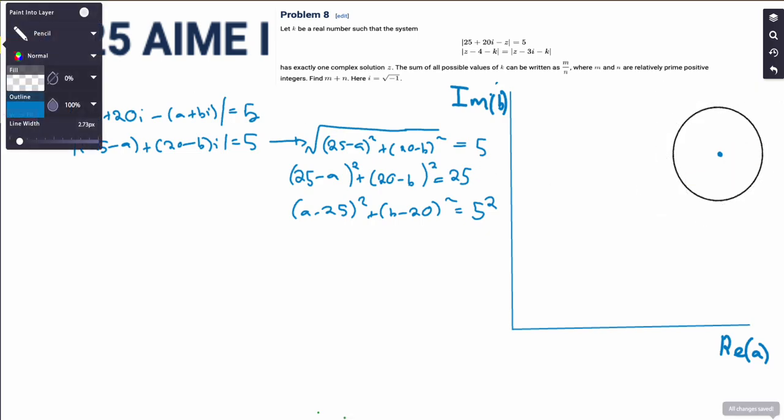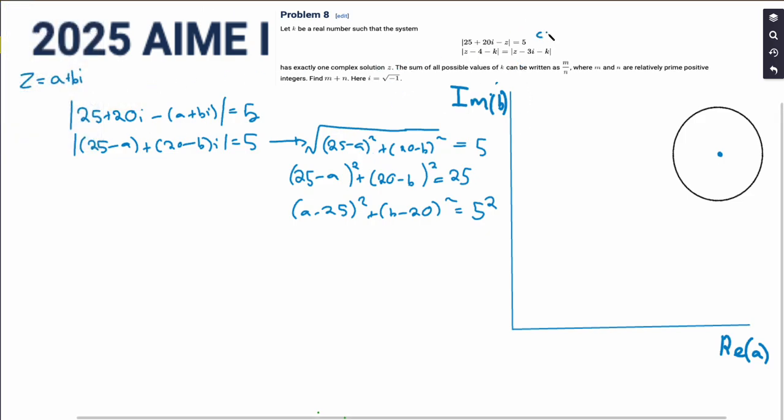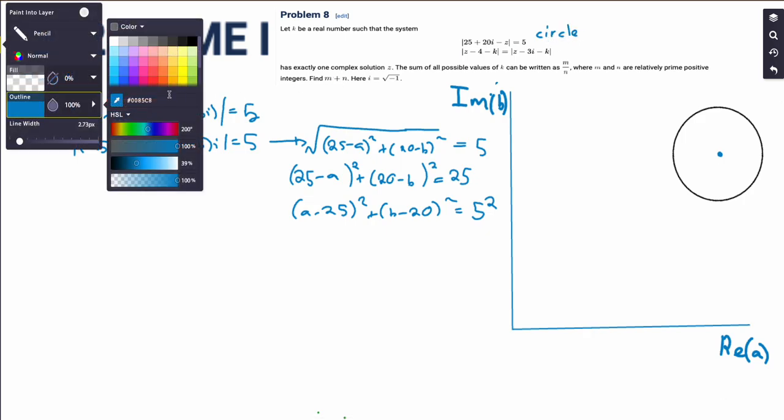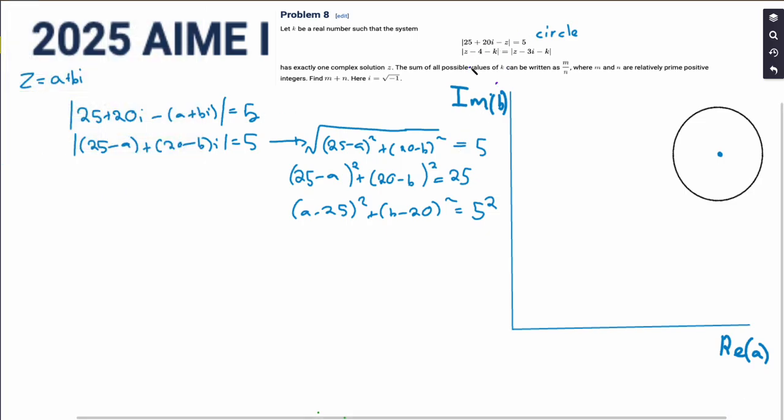Yeah. So now let's try and see what we can get from the second equation. So the first equation, we figured out that the first equation is a circle. So let's see what the second equation turns out to. Okay. Well, again, we can do the same thing. We can write, since z equals a plus bi, we have the magnitude of a plus bi minus 4 minus k, minus the magnitude of a plus bi minus 3i minus k.